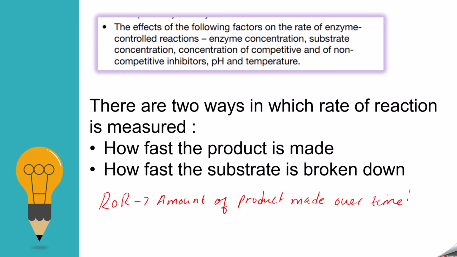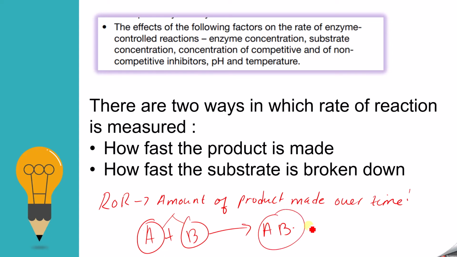But firstly, what is rate of reaction? Rate of reaction is basically the amount of product made over time. So how is a rate of reaction measured? How fast a product is made, and how fast a substrate is broken down, so the reactant. So let's take, for example, A plus B makes AB: how fast these two are broken down or reduced in concentration, and how fast AB is made, which is a product.